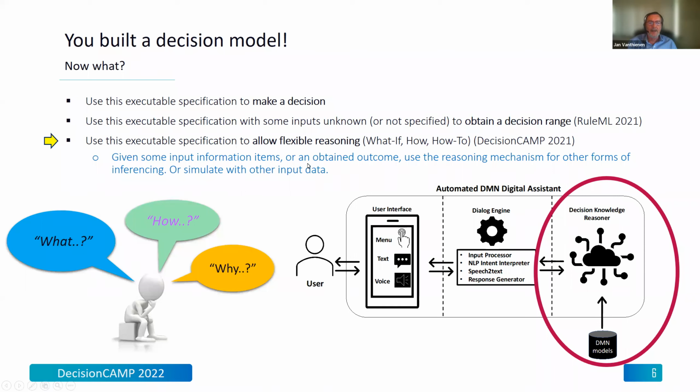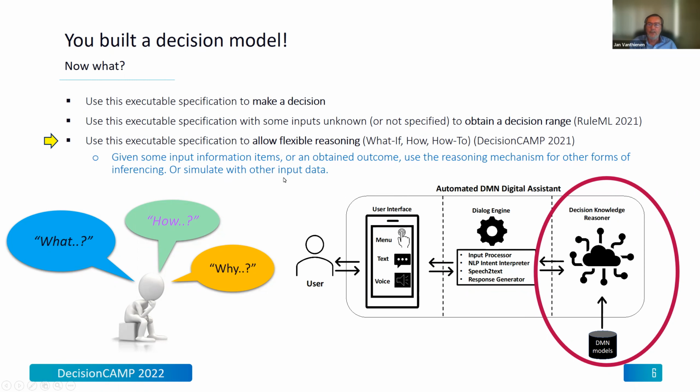Given some information items or given an obtained outcome, use the same reasoning mechanism for other forms of inferencing. What if, how do I get there? Why did I get there? Simulate with input data and so on, which can be very interesting. The decision model is the same. You still have your model, your DRD, your logic, and some feel in some cases if this is necessary, but with exactly the same model, you can ask other questions.